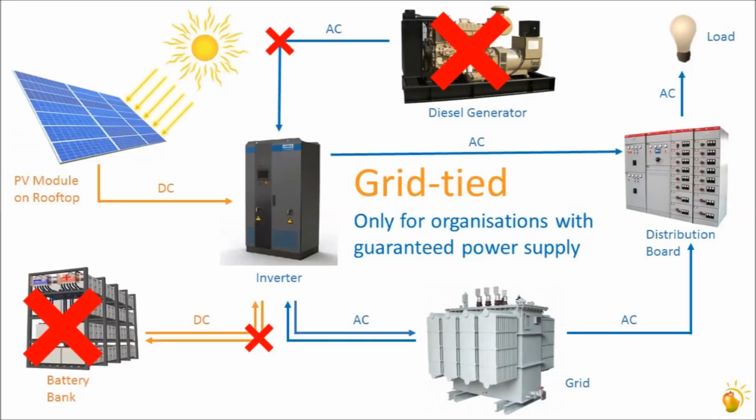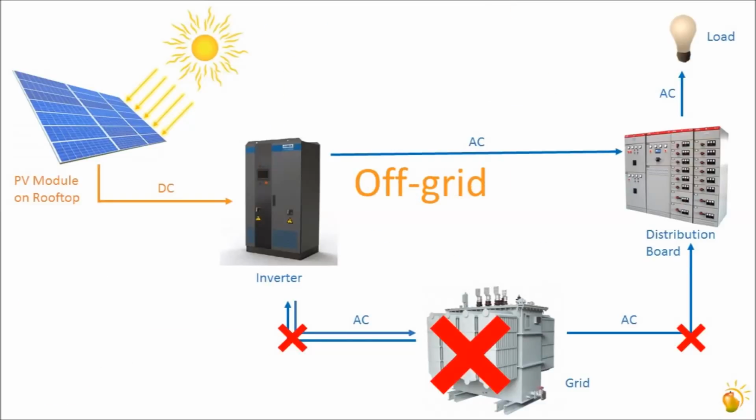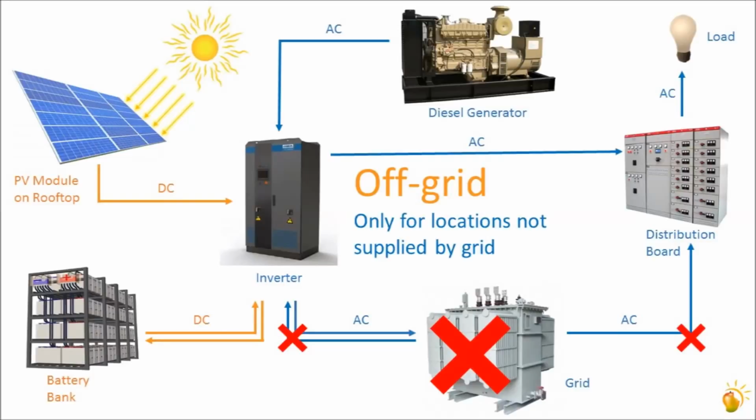Another type of solar plant is the off-grid solar plant that does not integrate with grid power. Instead, it only integrates with batteries or a diesel generator. Such a plant can be used in locations that are not connected to the grid at all. We do not recommend off-grid plants unless you are running very small loads, just a few lights and fans, for instance.